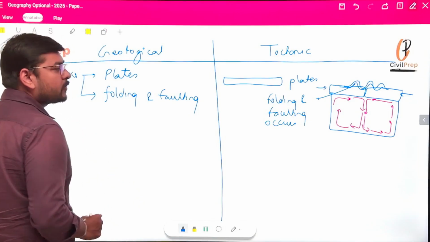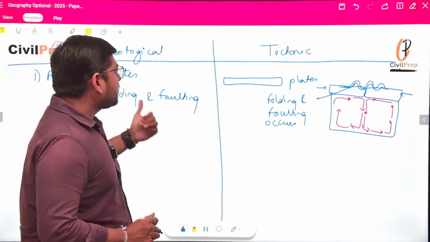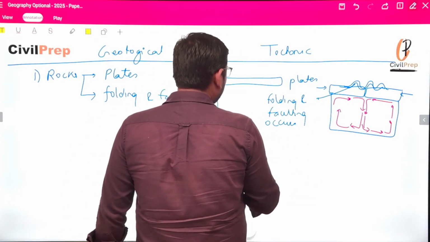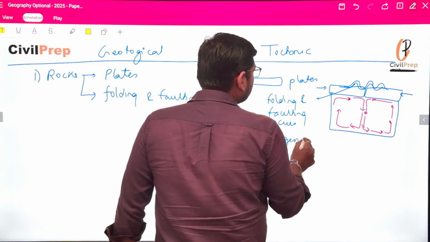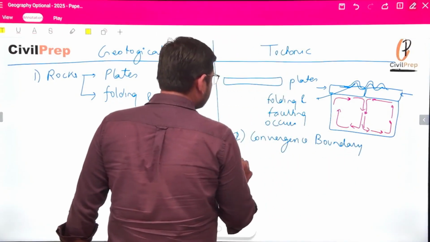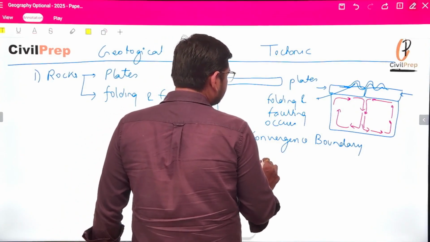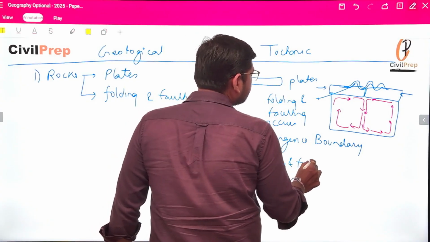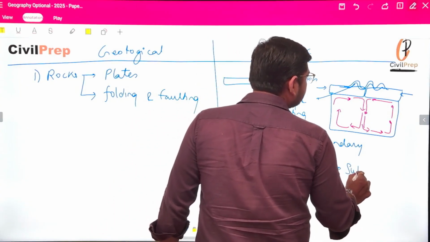Okay, this process of folding and faulting is being classified as part of the geological process here. Here we see that there is a development of a convergence boundary. This convergence boundary is resulting in the folding and faulting, which is basically happening under the suture zone.